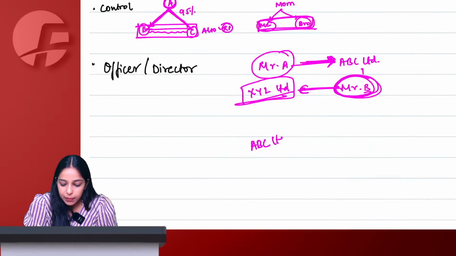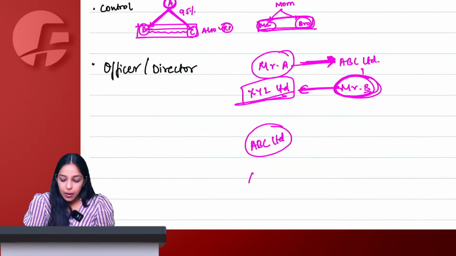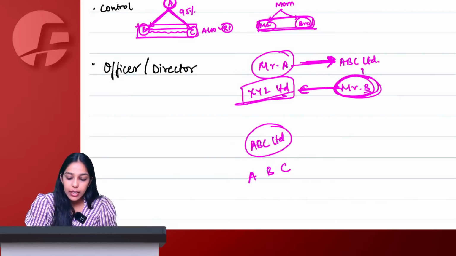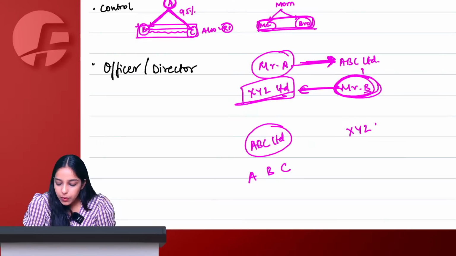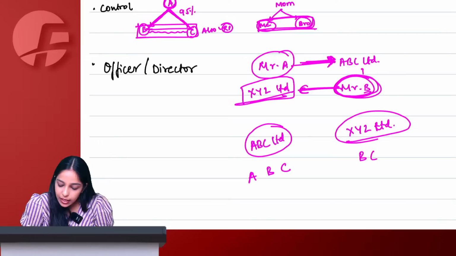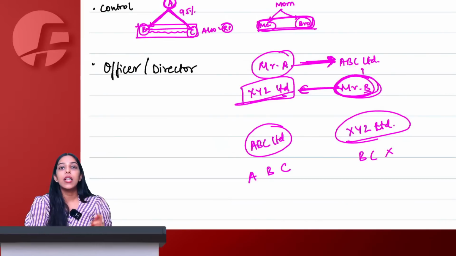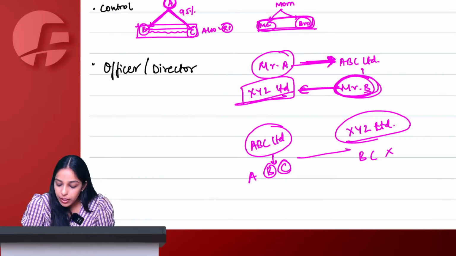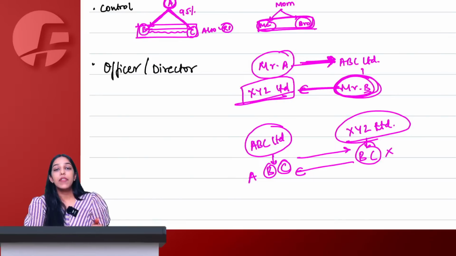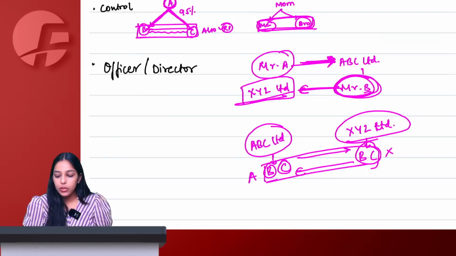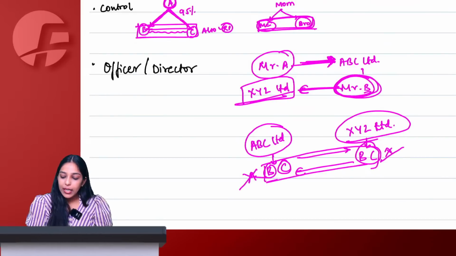Let us say company ABC Limited has three directors, Mr. A, Mr. B and Mr. C. They are not related. But there is a company XYZ Limited where B, C and X are directors. Now in this case, B and C are directors of both companies, which means they are officer or director in one another's business. Therefore, they both become related person, and not A and X.